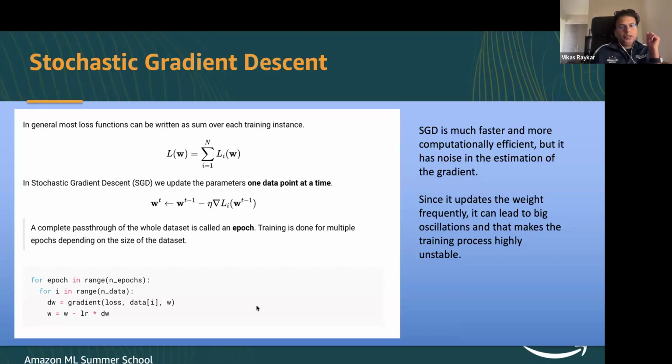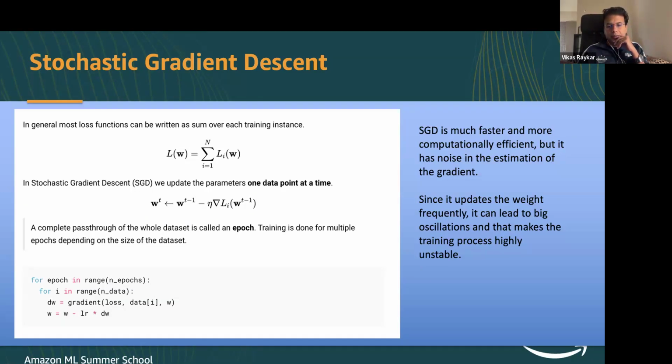In general, most loss functions can be written, as I discussed, as a sum over the training instances. In stochastic gradient descent, we update the parameters one data point at a time. In gradient descent, you need to compute the gradient with respect to the entire data set. But let's go to the other extreme: we'll compute the gradient with respect to only one sample, one training example. This is what is called SGD. Then you use the same standard gradient descent update formula.